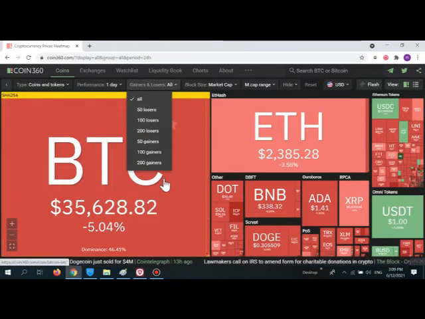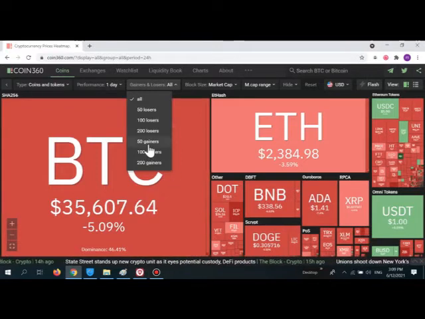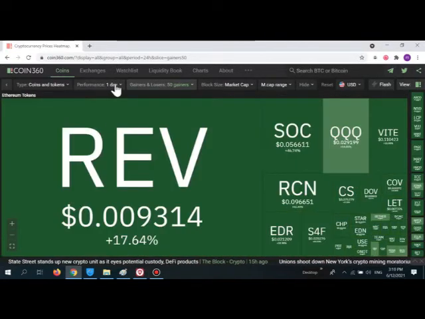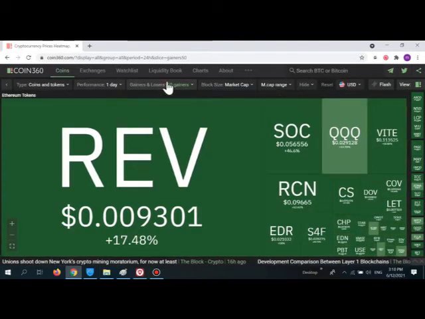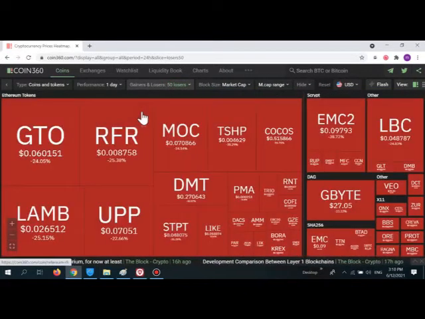You can probably guess that losers here are the coins and tokens which suffer from the biggest drops in the price, and the gainers, of course, are the coins and tokens which get the most price increase. So for example, if I choose 50 gainers in the 1 day time frame, we can see a very comforting green screen right here. But let's just get into the losers.